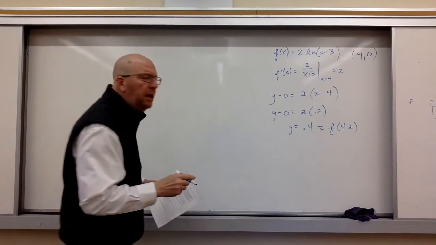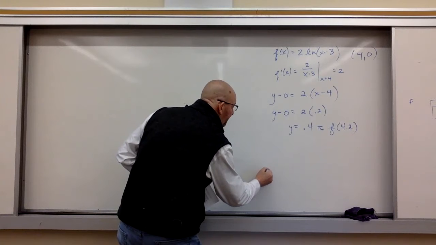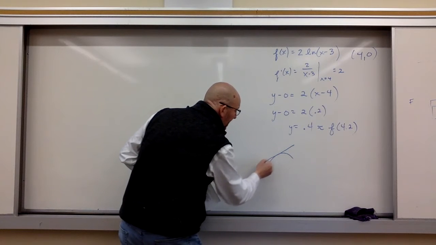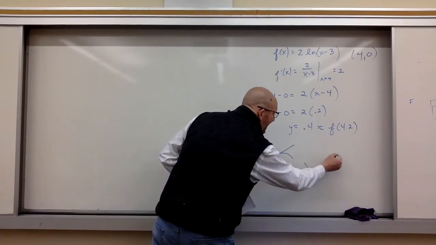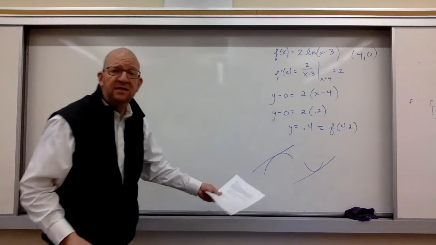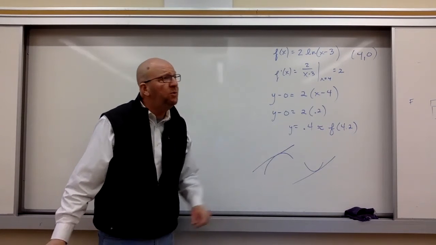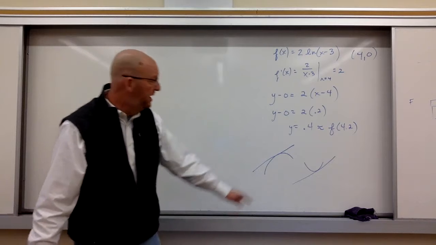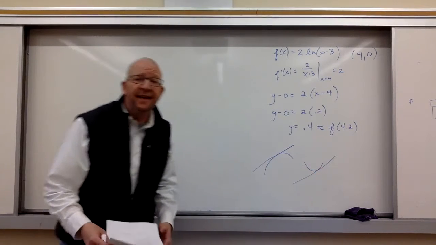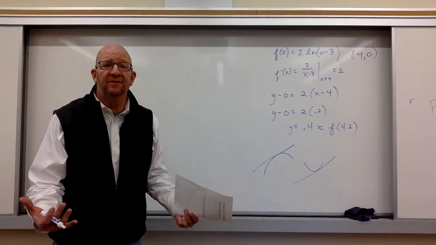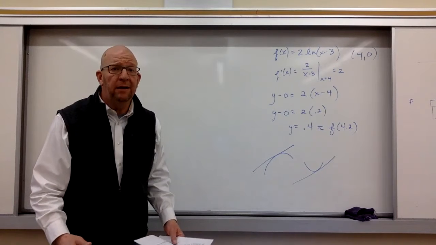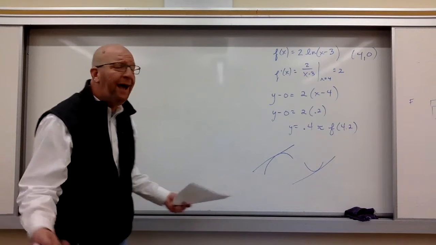Sounds like a problem for the second derivative. Let's take a look. If we're concave down, the tangent line will be an over approximation. Concave up, the tangent line is an under approximation. What do we have here? I don't know. Let's find out.